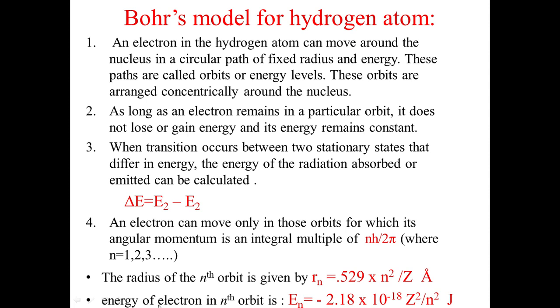The second application of this model is that Bohr also provided the energy of the nth orbit. For example, suppose we have to find the energy of the first shell, then you put E1 is equal to minus 2.18 into 10 to the power minus 18 Z square upon n square. In place of Z we put 1 because the atomic number of hydrogen is 1. So 1 square upon 1 square. So we find this energy.